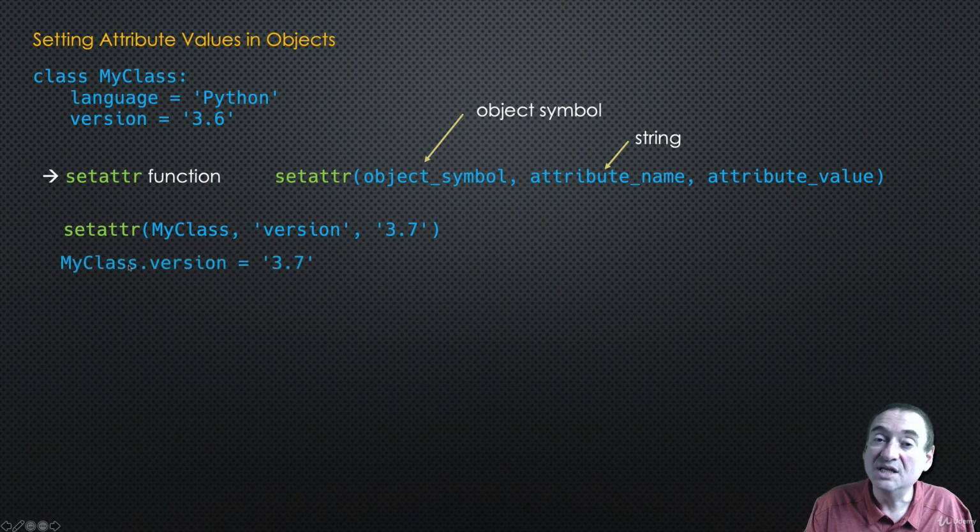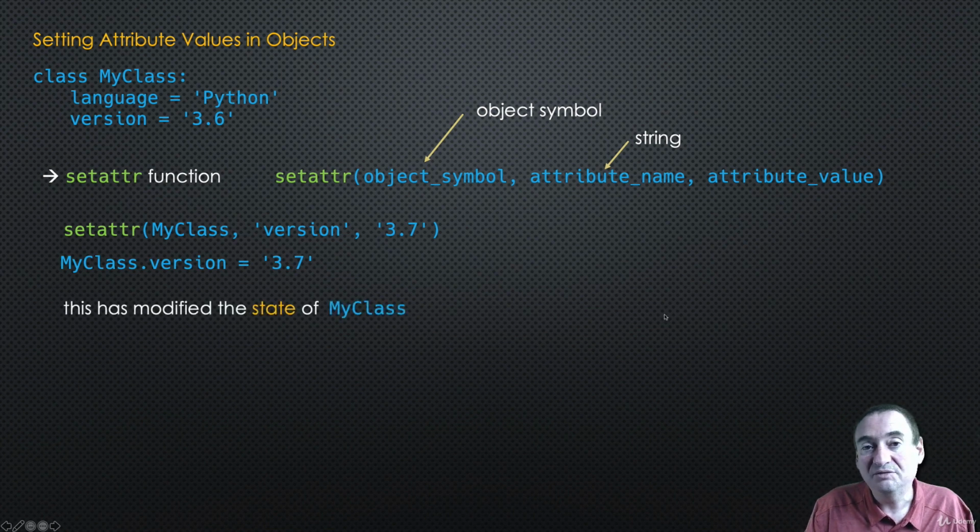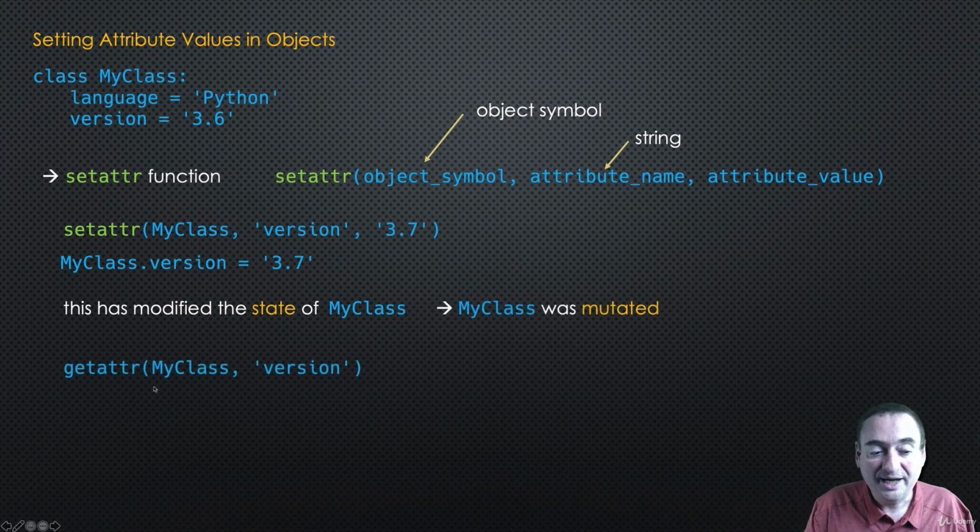We can also use the dot notation. So again, the dot notation is very handy. It makes code much cleaner, but it's equivalent. So this now has modified the state of myClass. myClass was mutated. And if we actually call getAttribute or use the dot notation to get the value of version now on myClass, you'll see that it is now 3.7. Again, we're modifying myClass, this object. We're not talking about instances of myClass. We're talking about the class itself, which is an object.